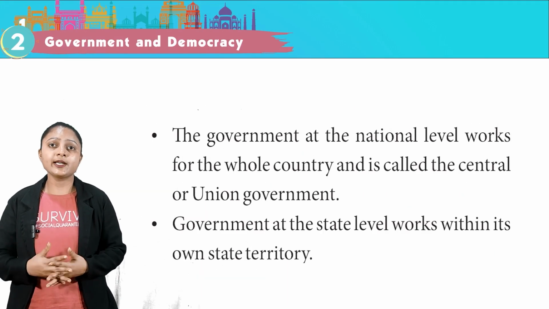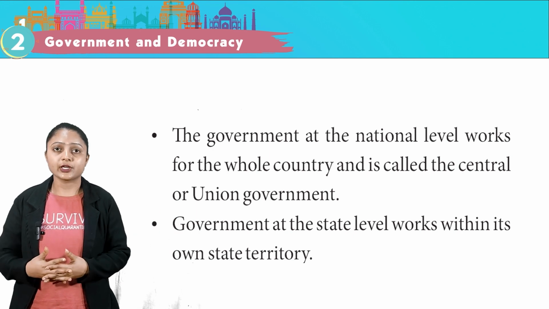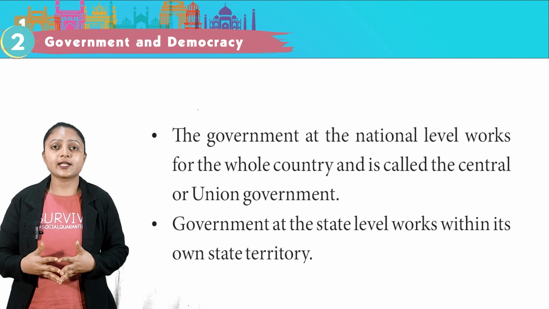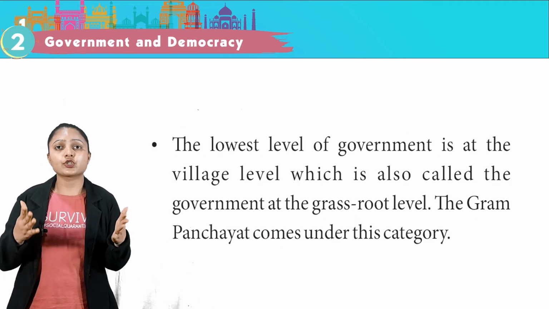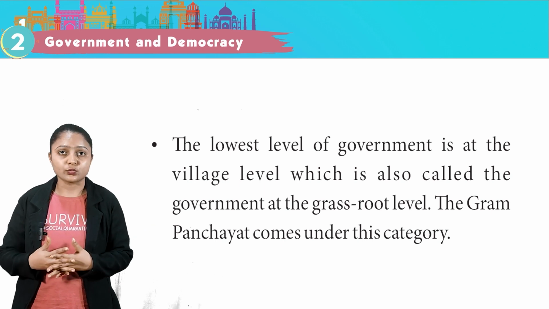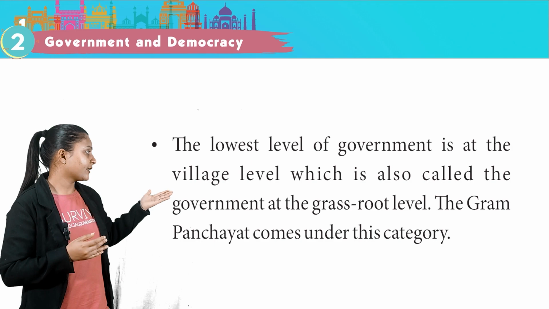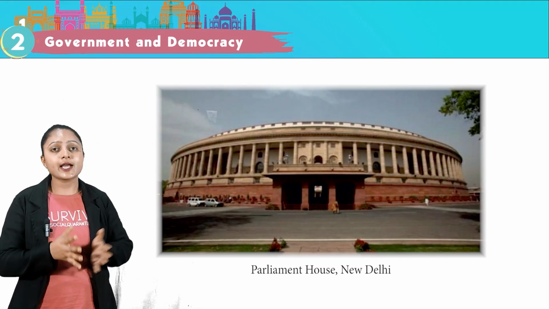The government at the national level works for the whole country and is called the central or union government. Government at the state level works within its own state territory. The lowest level of government is at the village level, which is also called the government at the grassroots level. Gram Panchayat comes under this category. People casting their vote. This is the image of Parliament House of India.